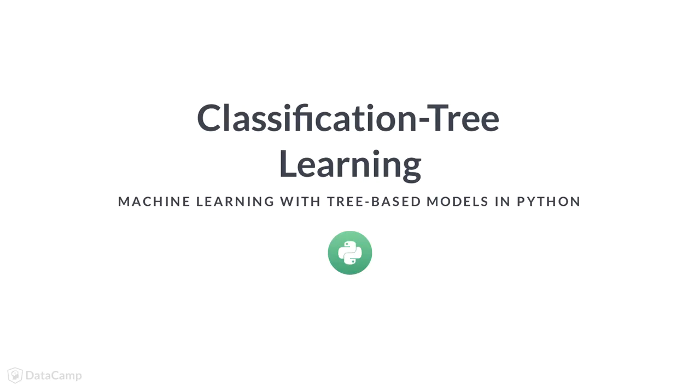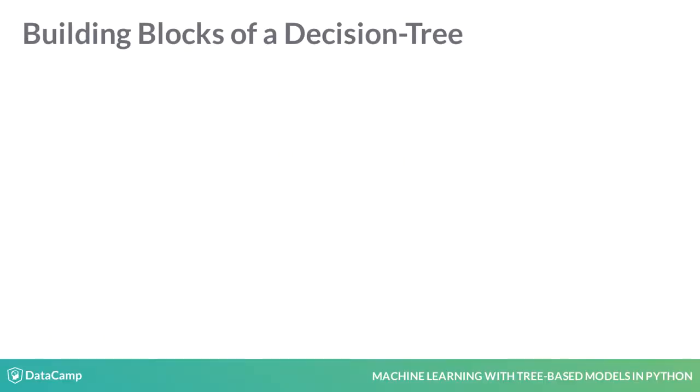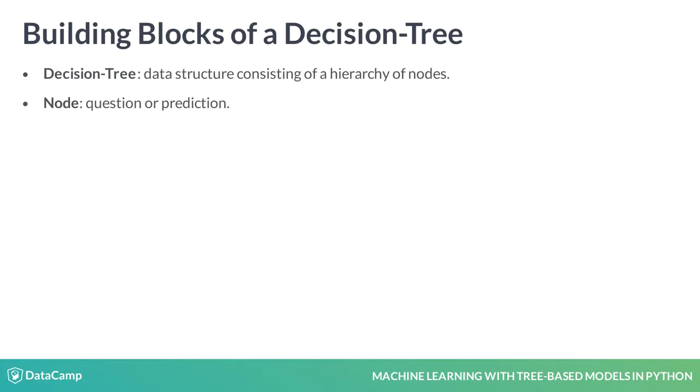Welcome back. In this video, you'll examine how a classification tree learns from data. Let's first start by defining some terms. A decision tree is a data structure consisting of a hierarchy of individual units called nodes. A node is a point that involves either a question or a prediction.